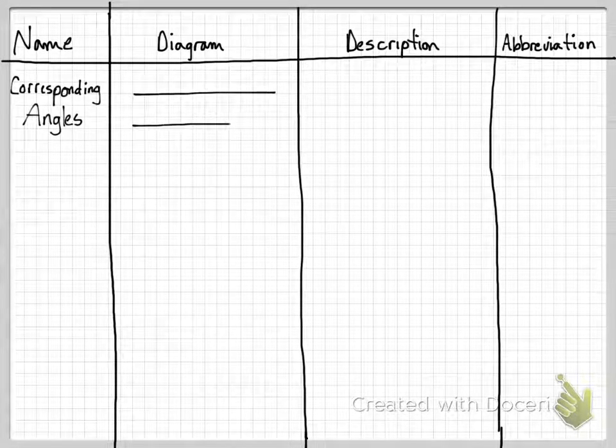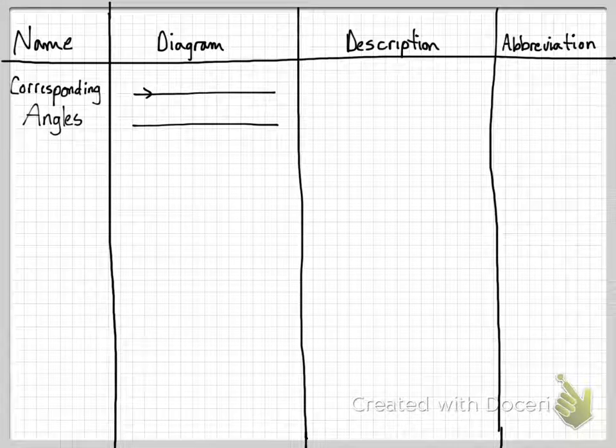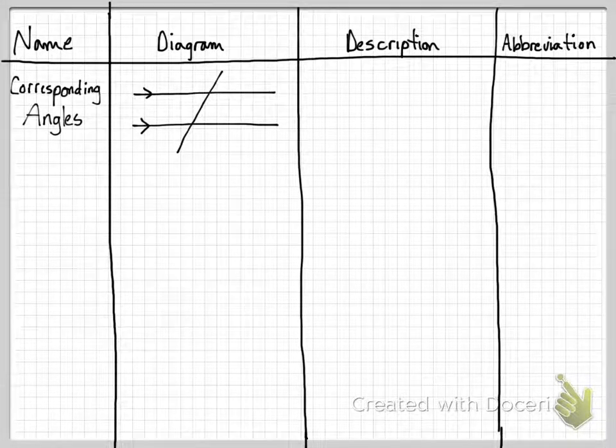So here are a couple of parallel lines. I've got a transversal cutting through. And I'll go ahead and highlight a couple of these. We're going to have angle A right here. And we're going to have angle B right here.